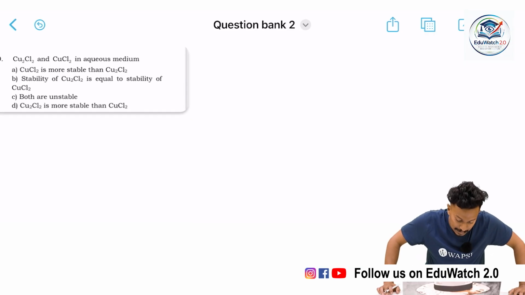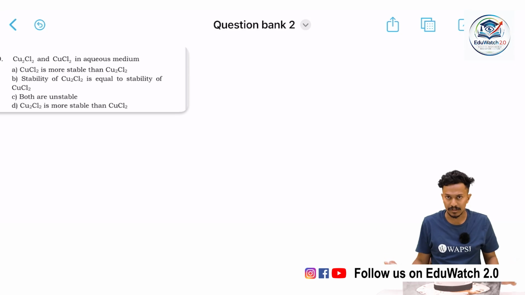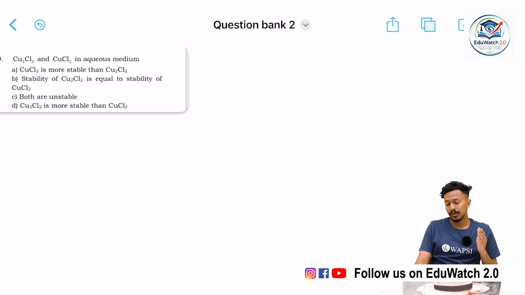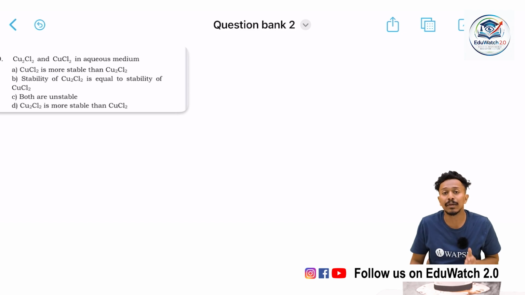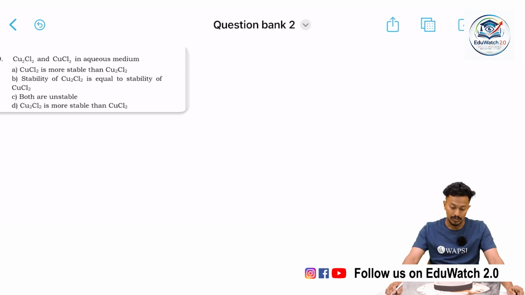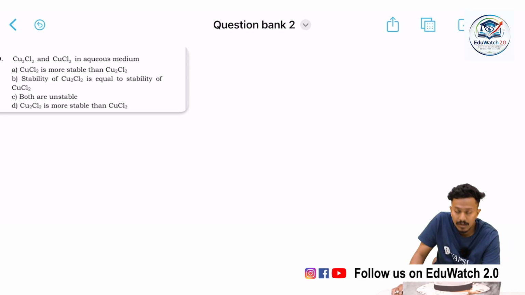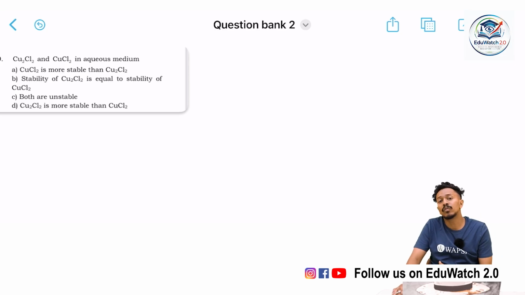Cu2Cl2 and CuCl2 in aqueous medium. What would be the correct option? These are all inorganic based questions, so you have to be much more thorough with the inorganic basics. You have to study hydration enthalpy and ionization to answer such types of questions. This is an out of the box thinking question. They are asking about the stability of both of these compounds in aqueous medium.